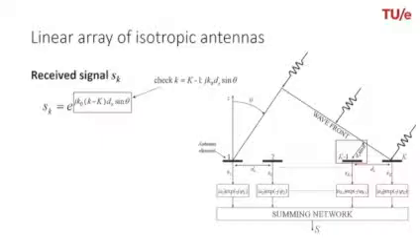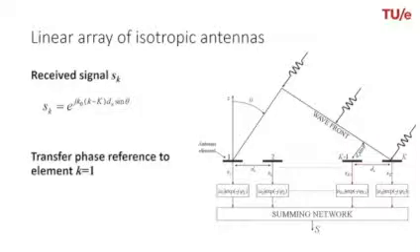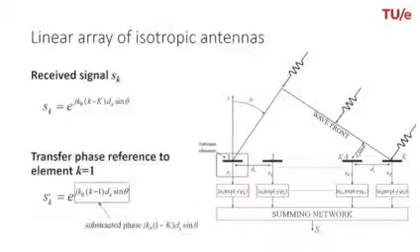Now, it's very convenient for further mathematical manipulations to change the phase reference to element k is 1. And by doing that, we get a modified signal s_k, which is given by this expression. What we did is, in fact, we subtracted the phase of element 1, which is shown here.